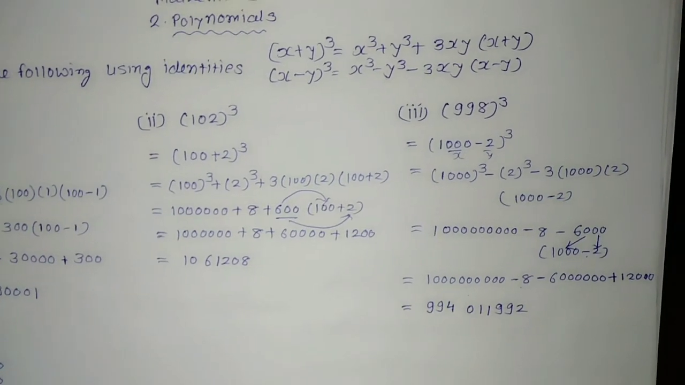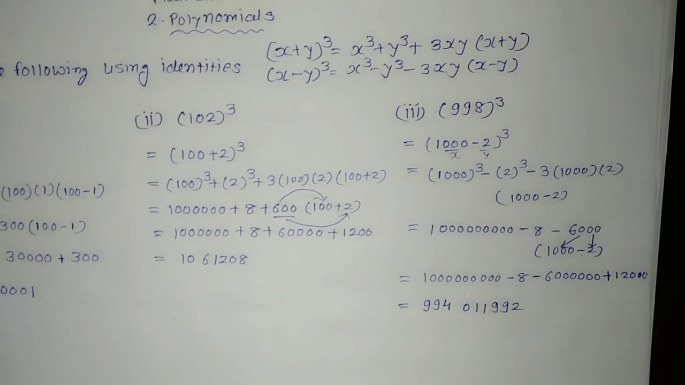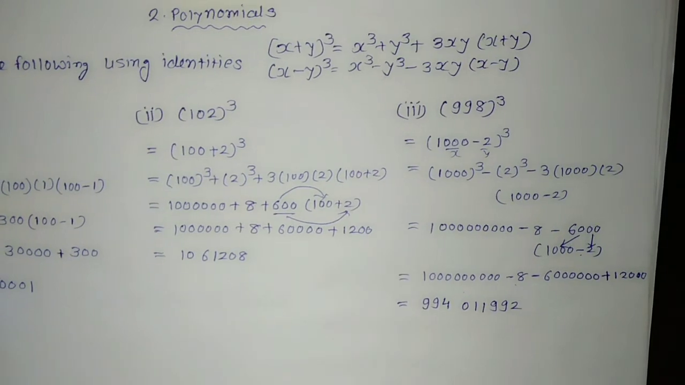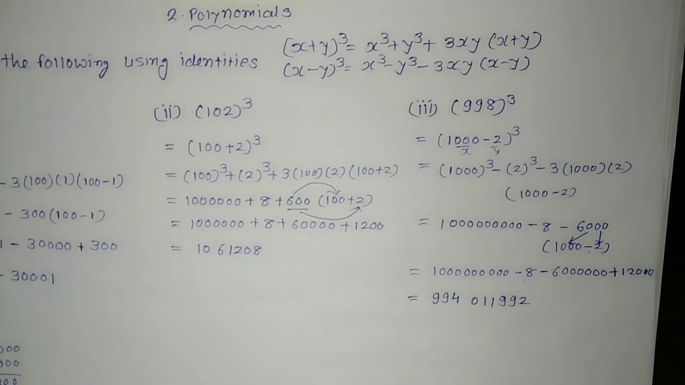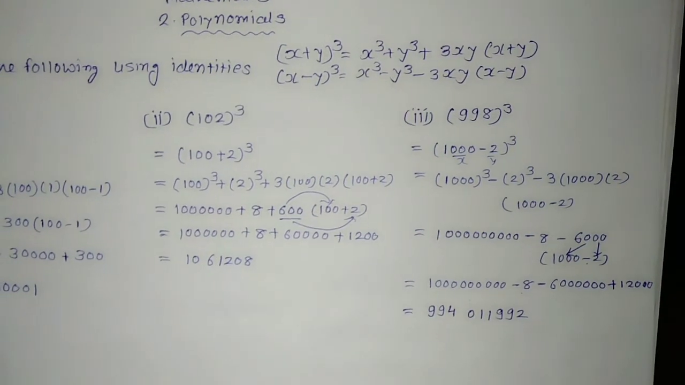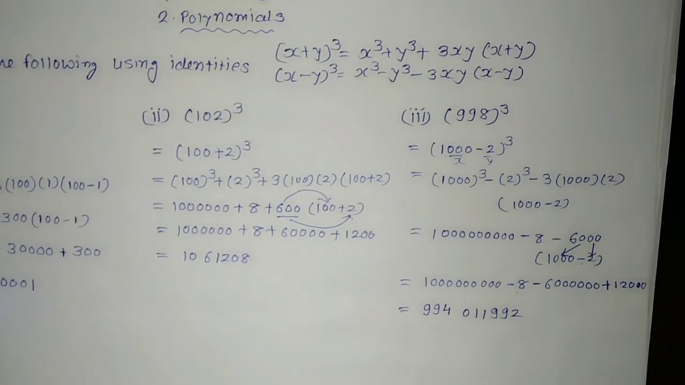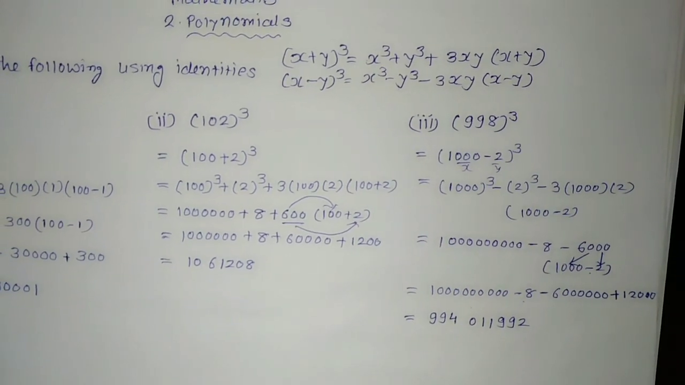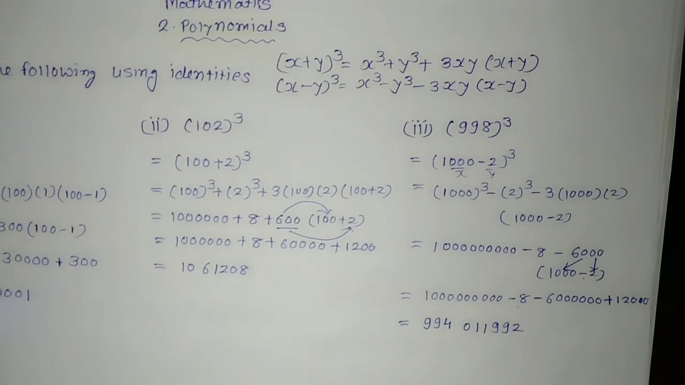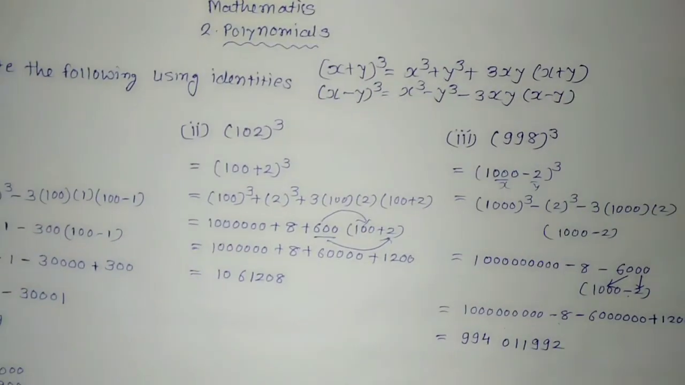Here the complex multiplication is converted into simple. You have to do the addition and subtraction of the huge terms, but it becomes easy if you are finding difficulty doing the multiplication. So this is how, in competitive exams also, you can solve this sum easily. So I hope you understand this question number 7 of exercise 2.5.